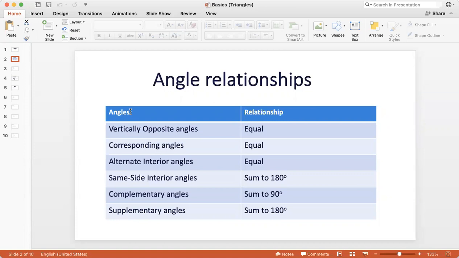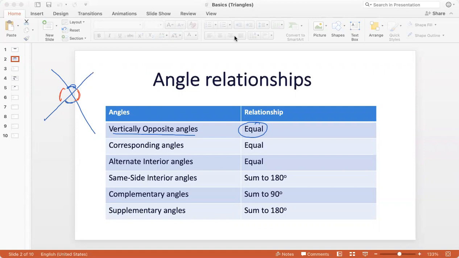Let's say I have two intersecting lines like this, right? Then this angle and this angle are called vertically opposite angles. And for any pair of intersecting lines, these angles are equal. Similarly, this angle and this angle are vertically opposite angles, and they would also be equal.